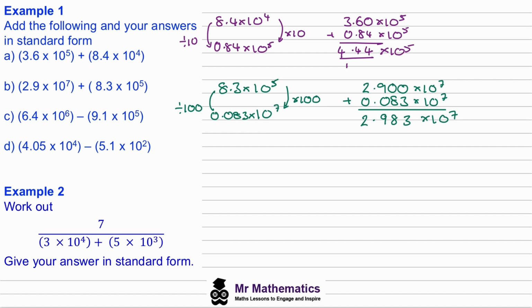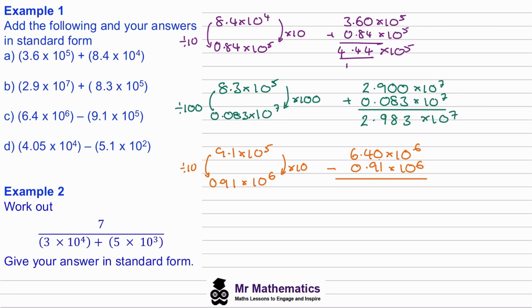And for question C, we need to apply the same idea when we're dealing with a subtraction. So we need to write this number using 10 to the 6. So 9.1 times 10 to the 5, writing it as 10 to the 6, what do you think this will be? So we multiply this by 10, which means we divide this by 10, and this will give us 0.91 times 10 to the 6. So our subtraction becomes 6.40 times 10 to the 6 minus the 0.91 times 10 to the 6.